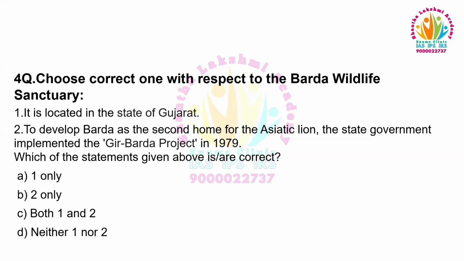Choose the correct one with respect to the Barda Wildlife Sanctuary. One, it is located in the state of Gujarat. Two, to develop Barda as the second home for the Asiatic lion, the state government implemented the Gir Barda project in 1979. Which of the statements given above is or are correct? One only, two only, both one and two, neither one nor two.